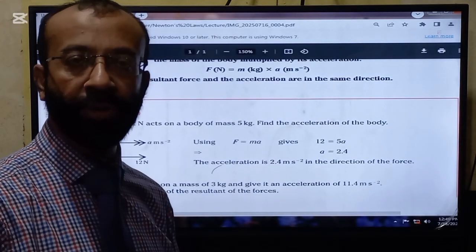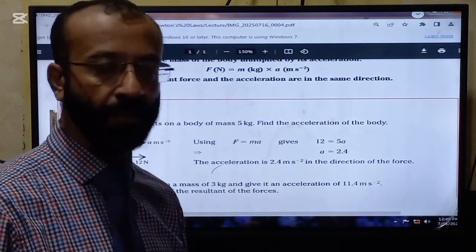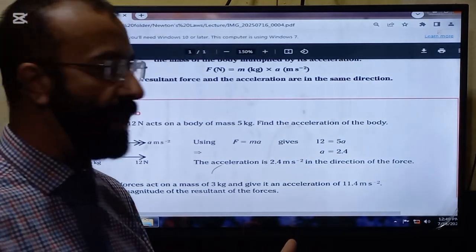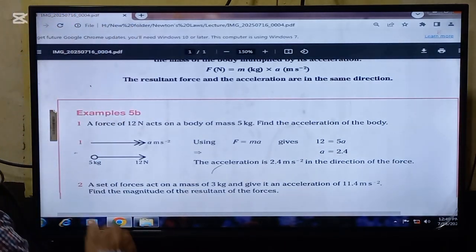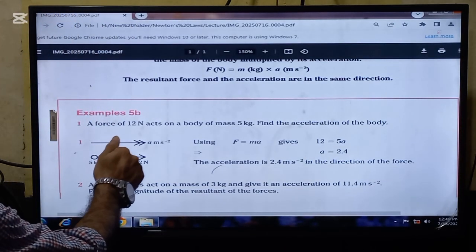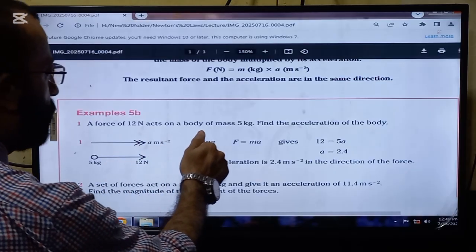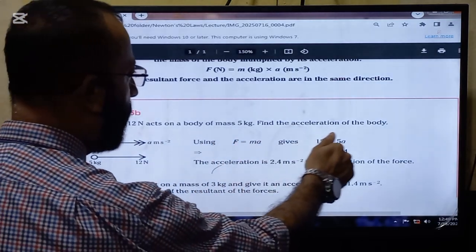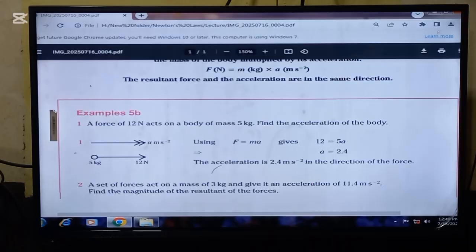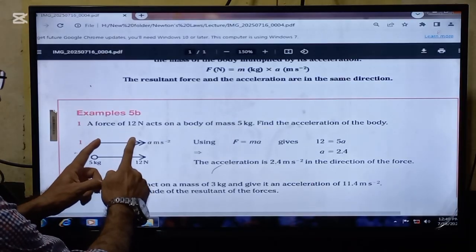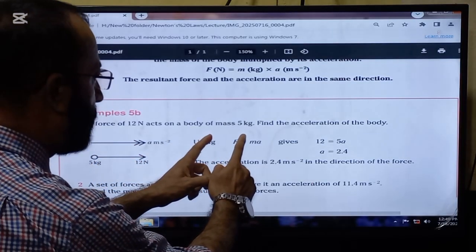And now we are going to do some questions that will make your concepts more clear. What kind of questions come in the paper? So concentrate yourself. First question: a force of 12 Newton acts on a body of mass 5 kg. Find the acceleration of the body. So force is 12 Newton and mass is 5 kg.